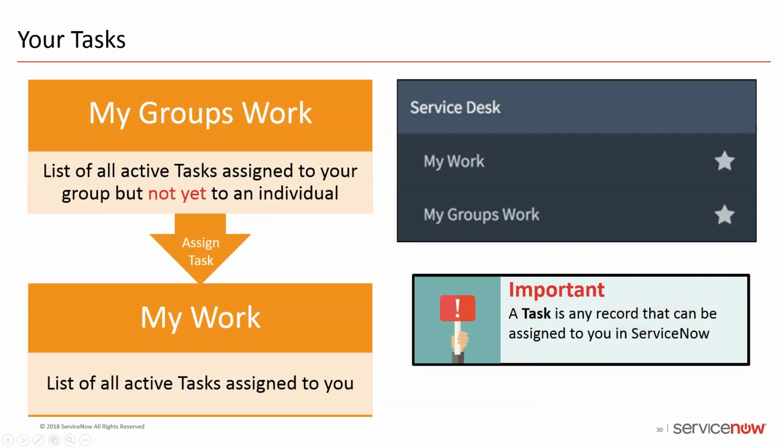You can quickly locate all work assigned to your group or specifically to you in ServiceNow. When an active task, which might include work such as incidents, problems, changes, and more, is routed to your group, it can be located under the Service Desk My Group's Work module. From there, a group member or manager may assign the task to an individual within the group. At that point, locate active tasks specifically assigned to you under Service Desk My Work.